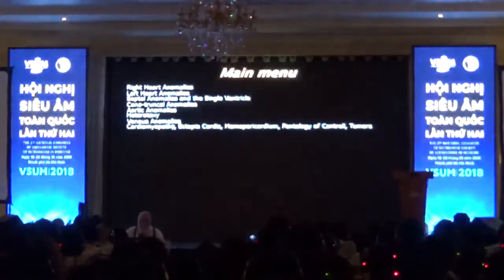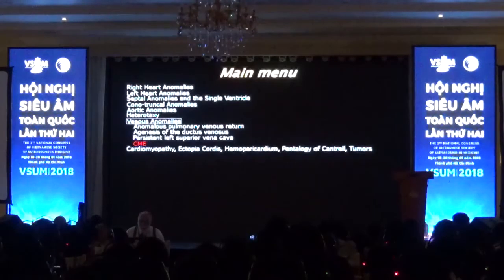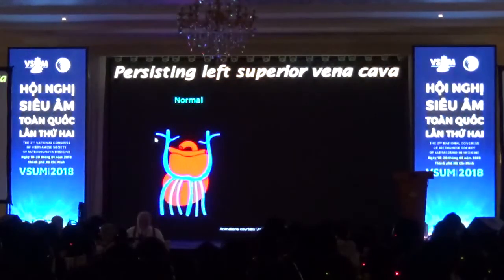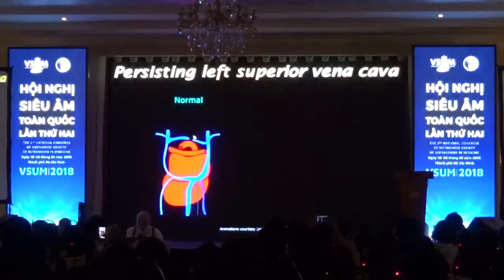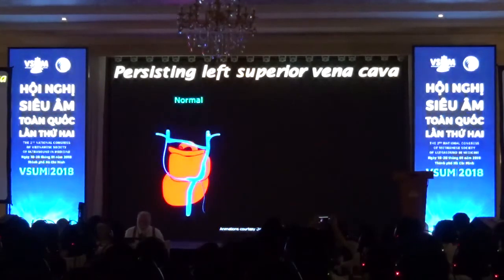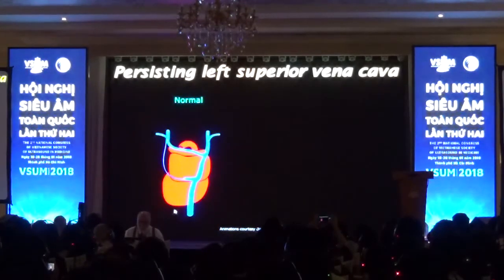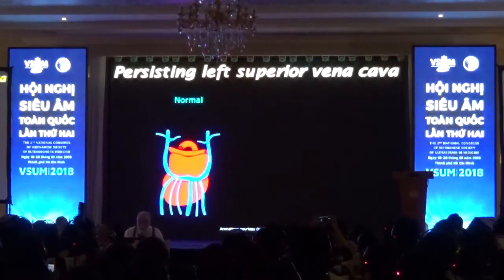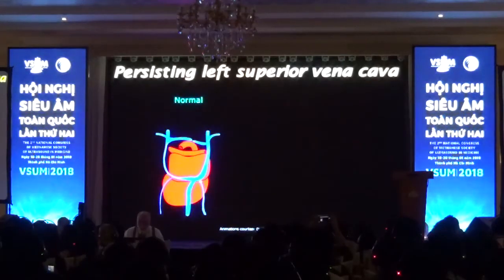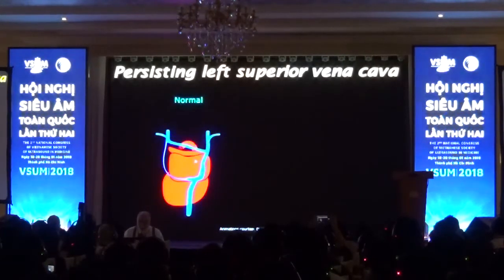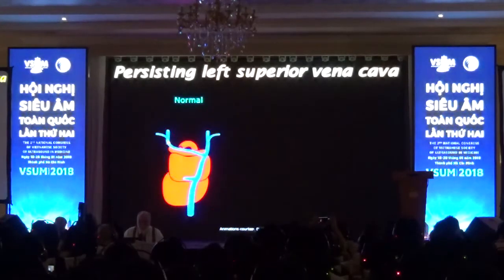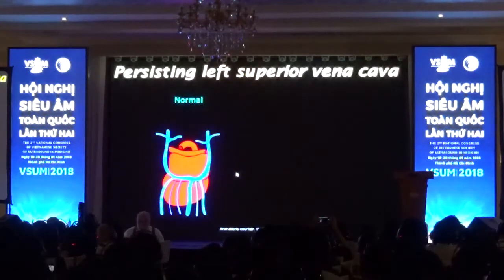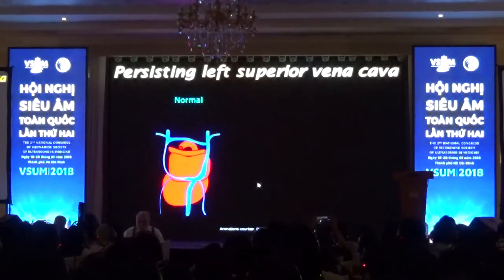Okay, so I want to quickly show you the persistent left superior cava, because I showed you many examples of that yesterday. This is the heart view from the back side, and originally you had a left superior cava, a right superior cava, you had the vitelline vein, the cardinal vein, and the umbilical vein, and they all merge here at the level of the heart into the inferior cava. The left superior cava progressively disappears and is connected to the right side by the innominate vein. That's what happens in the normal embryo.